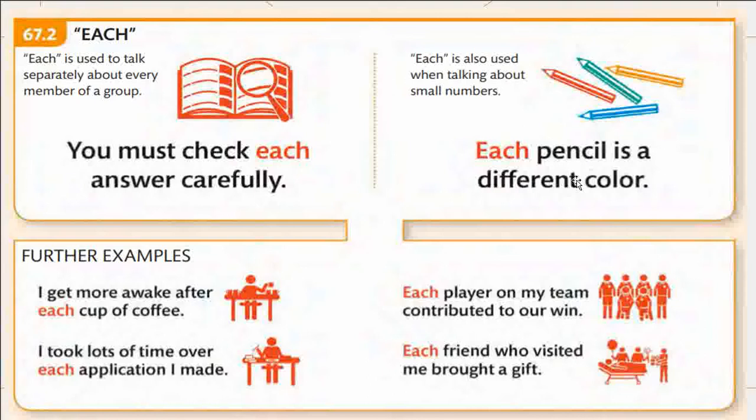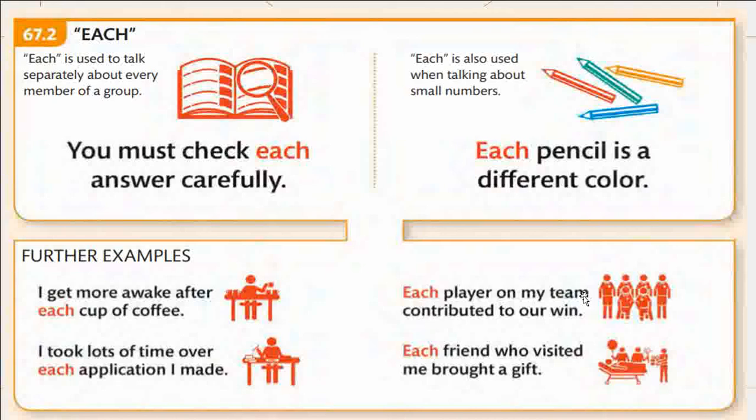Each pencil is a different color. Now, the examples based on the above rule: I get more aware after each cup of coffee. That means every cup of coffee, or you can say that each countable cup of coffee makes a person more aware. I took lots of time over each application I made. So the person is specifying that each application took a lot of time. So in all, there were many applications. The person is talking about each application taking considerable time.